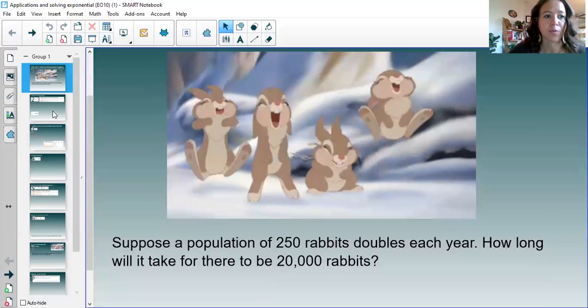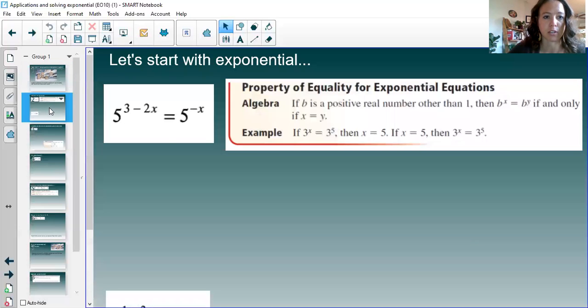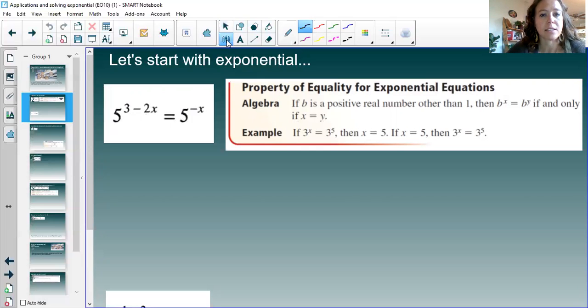So let's first start with exponentials. If I have two sides of the equal sign that have the same base, for example, if we have 3 to the x is equal to 3 to the 5th, x must equal 5, because the bases are the same, we can set the exponents equal to each other. So if we look at this example here, the bases are the same, so therefore we can set the exponents equal to each other. So that's what I'm going to do.